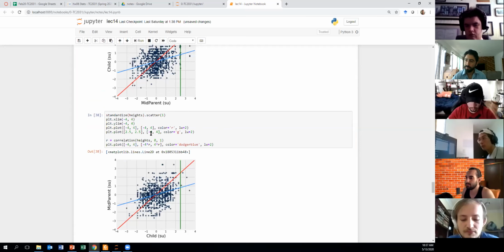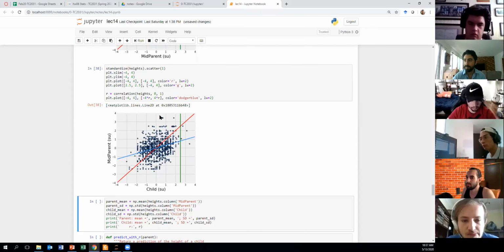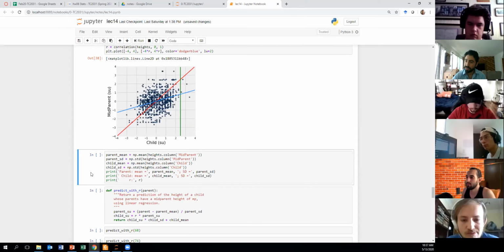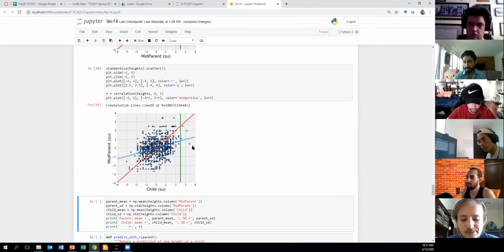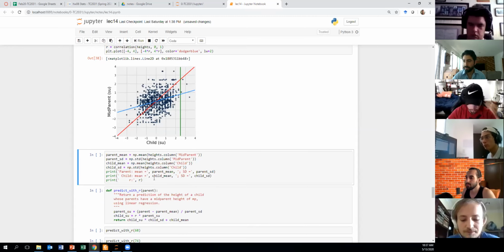Remember I told you, if you switch the mid-parent and child, if you switch the X and Y value, you're going to see the same value. So here I'm switching child and mid-parent, then I draw my regression line. It's still the same regression line, so switching these two values doesn't change it.